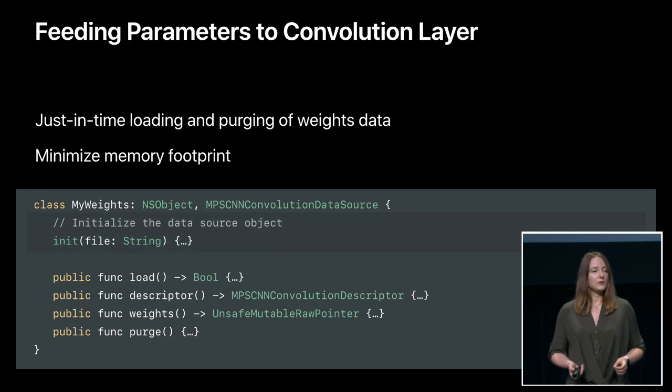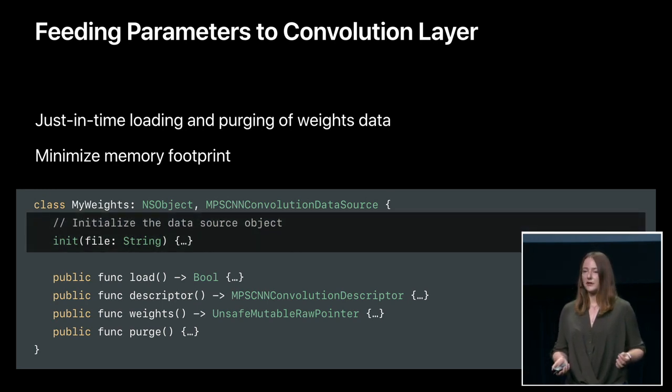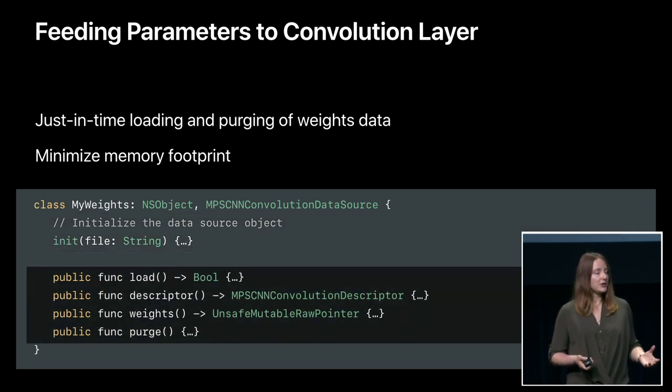What you have to do is to implement this initialization method, which just knows where the data is, but it doesn't actually load it. And then when the graph calls the load function, that alerts you that the weights need to be loaded. And then when the purge function is called by the graph, then you can release the weights.